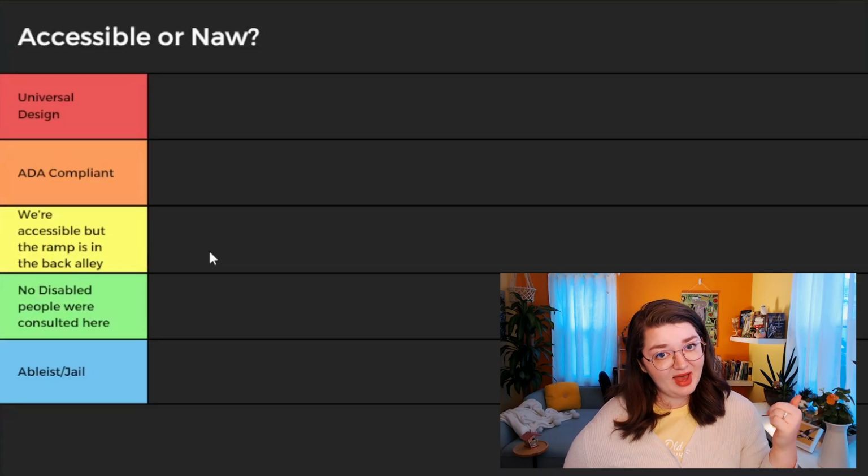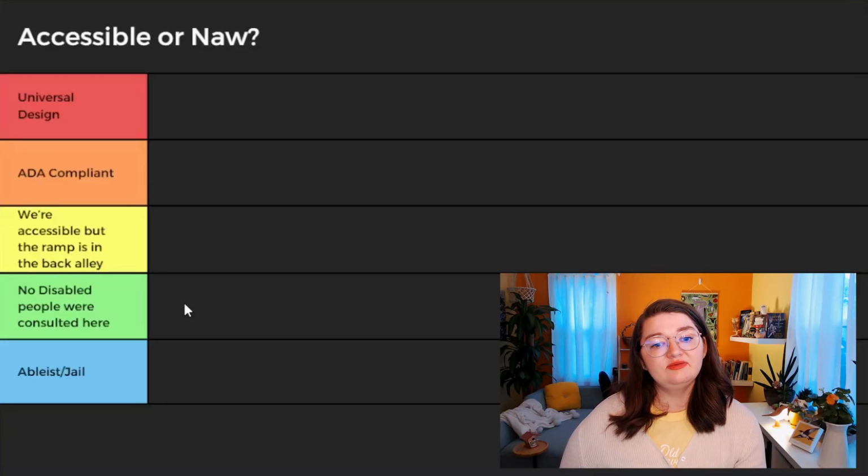Next tier down, worse than ADA compliant, we're doing a little bit less: we're accessible, but the ramp is in the back alley. If you're one of my wheelchair users out there, you know that even if you call ahead and ask a restaurant if they're accessible, they'll say, oh yeah, we are. We have a ramp. And then you show up and it's nowhere to be found. So you have someone go in and ask, hey, where's the ramp? And they say, oh, it's around back. And then they take you around back into this sketchy alley to a ramp by an entrance next to a dumpster that leads you through the kitchen to get to the dining area. That's the vibe for this tier, okay?